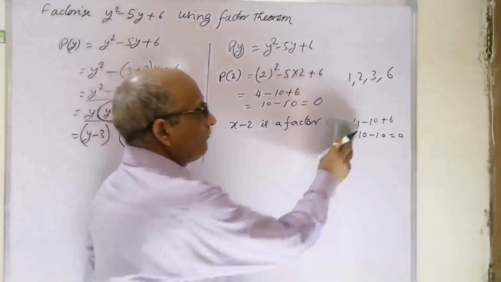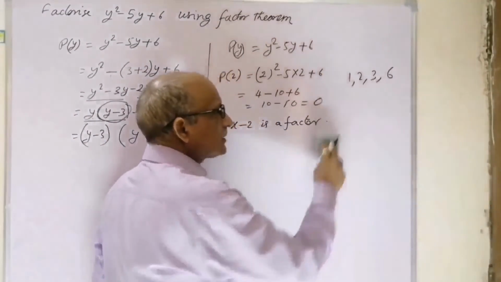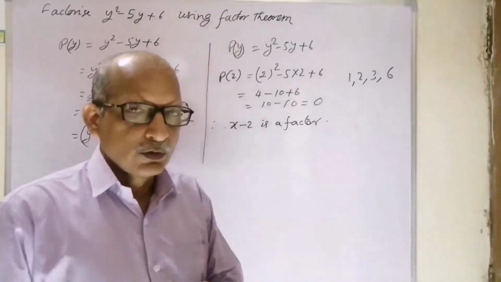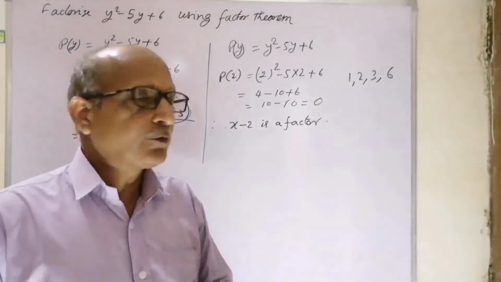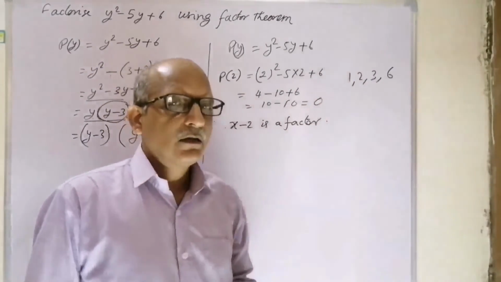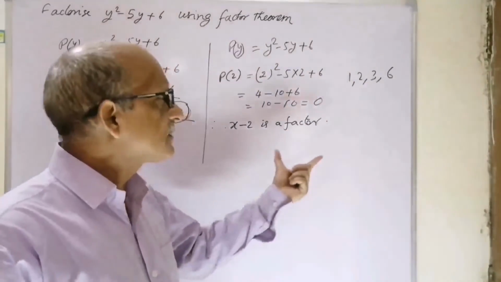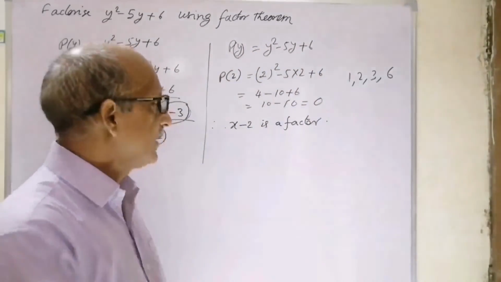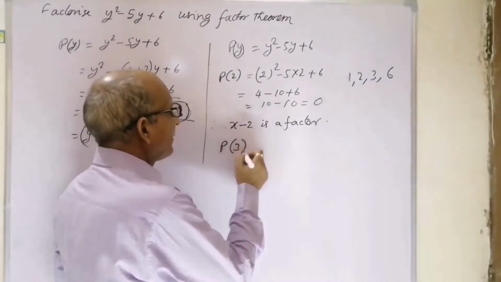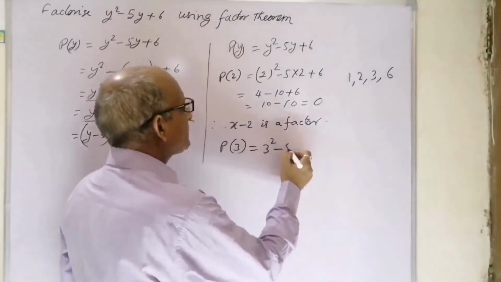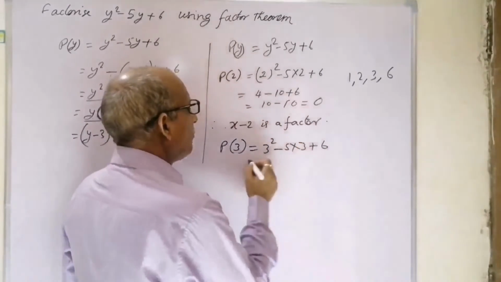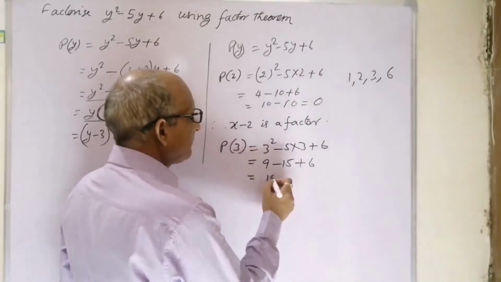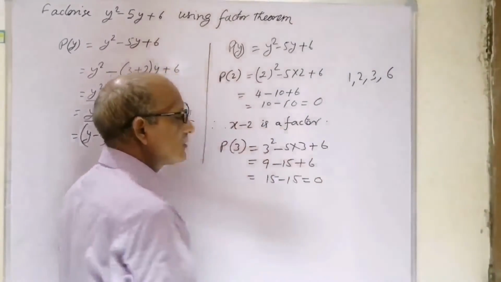Now we'll examine for 3 also, because the polynomial is of second degree, so it can have 2 zeros, 2 factors. So we have to check for the next number also. Let's see for 3. As I have seen, this can also become 0 for y equal to 3. So we'll check P(3). This is now 3 square minus 5 into 3 plus 6. What we are having? 9 minus 15 plus 6. So it is 15 minus 15, coming again to be 0.